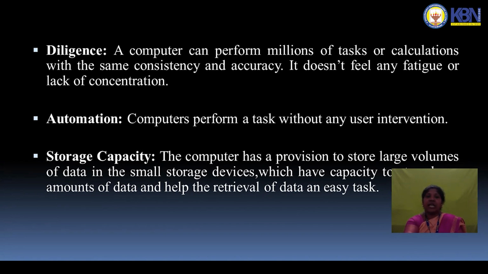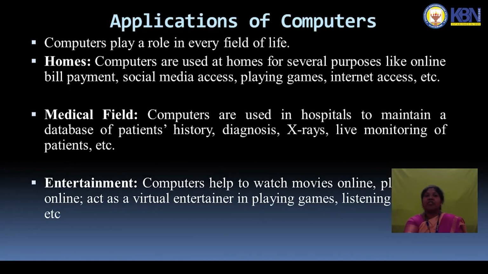Not only these, again we are going for the computer applications. After getting the basic knowledge of the characteristics of computers, we can go for the applications of computers. What are the applications of computers? Characteristics tell us why we are using computers, meaning they have these best qualities. That's why we are using computers.